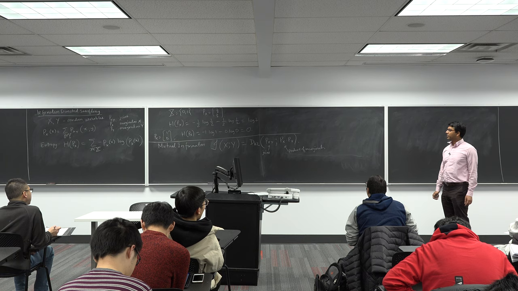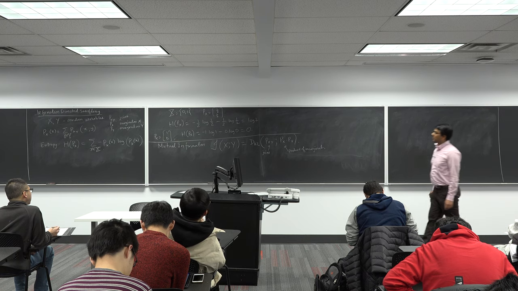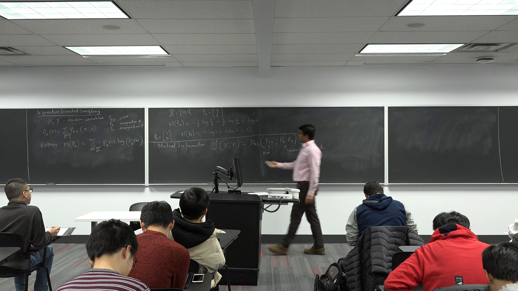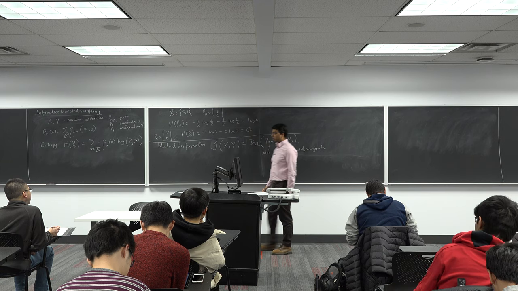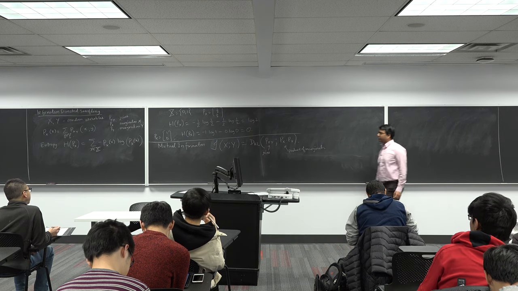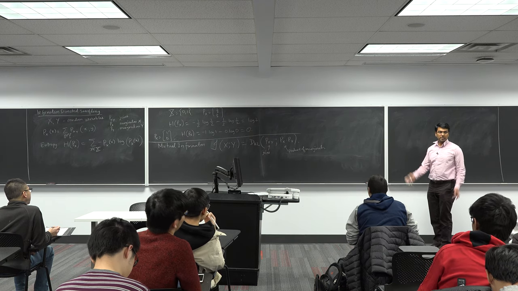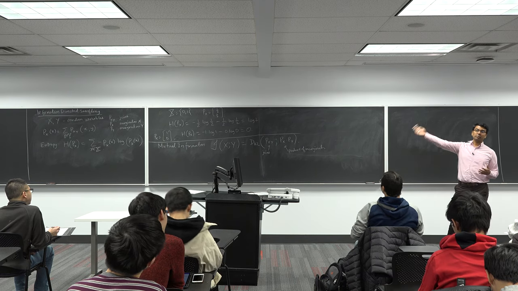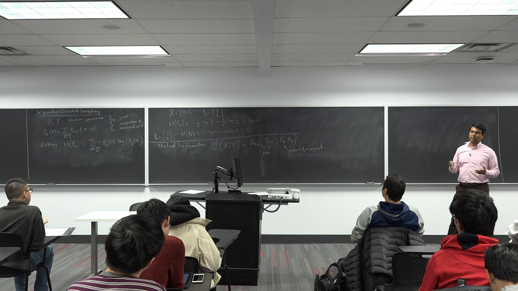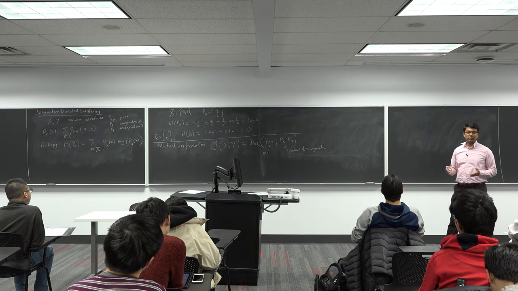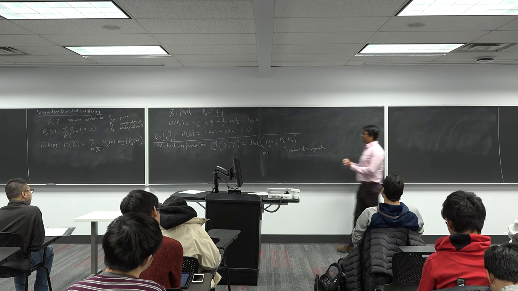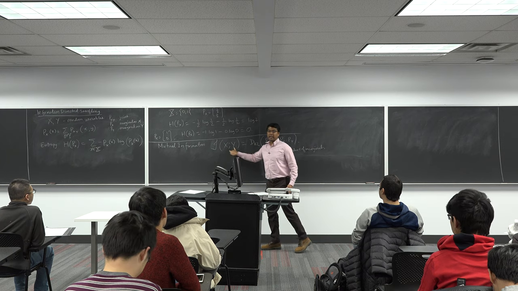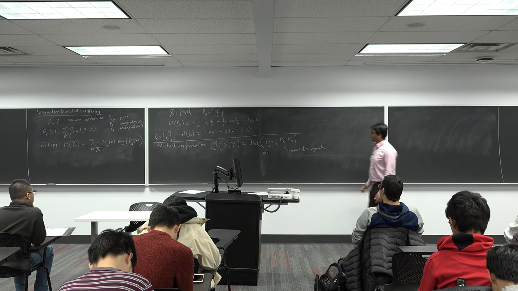Okay, so if X and Y are independent, the mutual information is zero. If X and Y are dependent, then the mutual information is positive. The more dependent X and Y are, the higher the mutual information is. So mutual information encodes the dependence between the two random variables, X and Y. Okay?